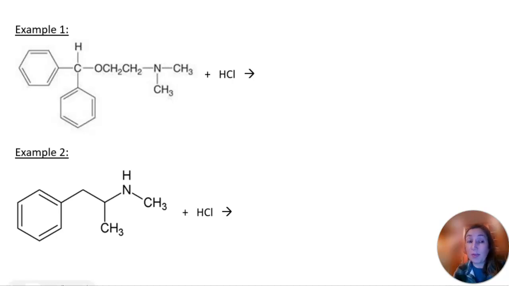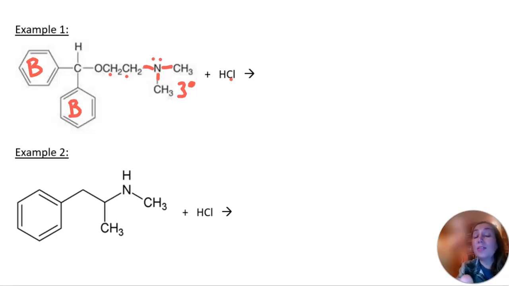So let's look at a couple of examples. In this example, we have a carbon with 2 benzene rings bonded to it, and that carbon has 1 hydrogen as well. Then it also has an O that's bonded to a CH2 and a CH2, and then it's bonded to a nitrogen. That nitrogen has 2 different methyl groups coming off of it as well. Since this nitrogen is bonded to carbons on 3 sides, it's tertiary, and it's implied that there's a lone pair on this nitrogen.